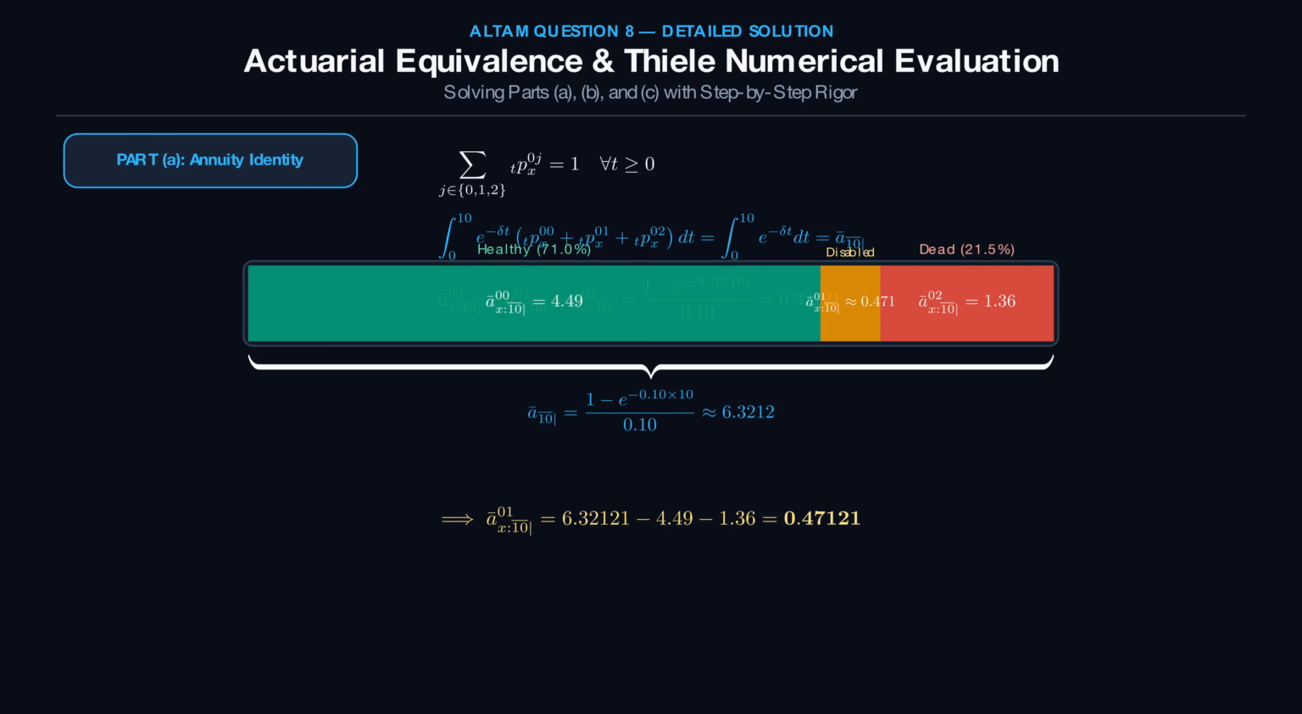Part A. The three occupancy probabilities sum to 1, so the three state annuities sum to the 10-year certain annuity at delta 0.1, about 6.32121. Given A bar 00 equals 4.49 and A bar 02 equals 1.36, A bar 01 is 0.47121.